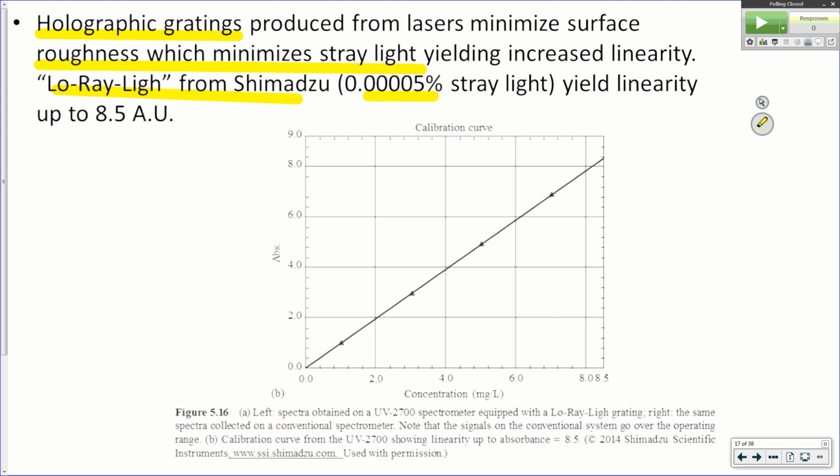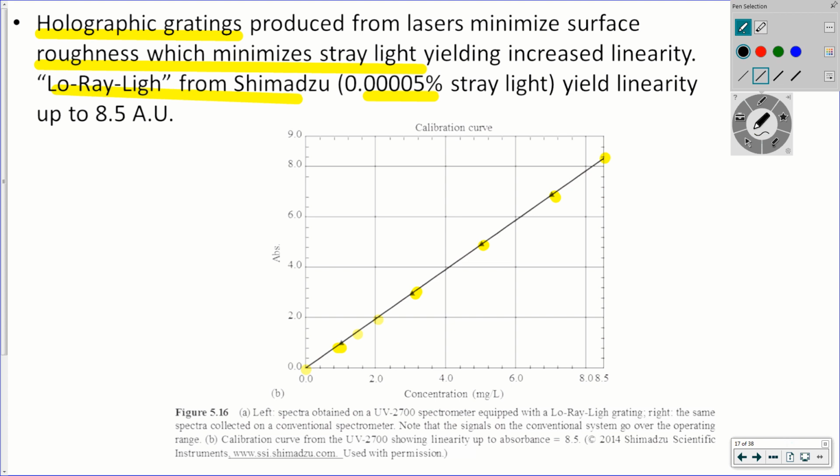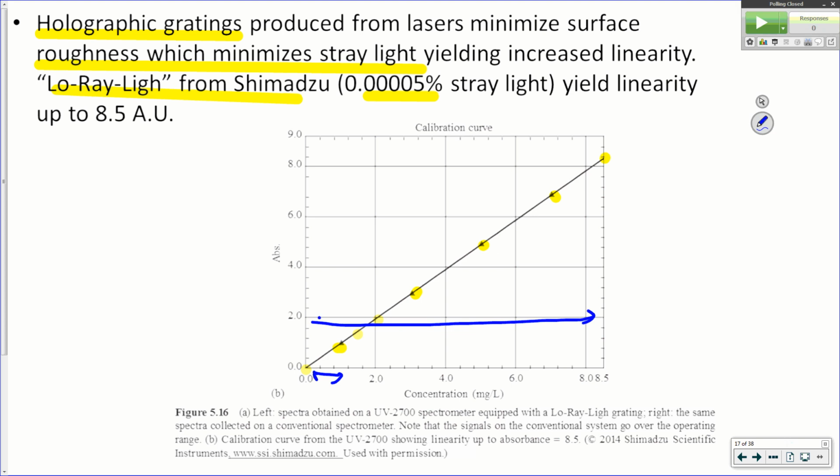We usually think about doing calibration down here in the absorbance of 0 to 1, and maybe 1.5, and then we start to lose the linearity. But their instrument allows linearity all the way out to 8.5 in absorbance units. Where that would matter to you is if you're going to do a calibration that needs to cover a wide range. Instead of being limited to just calibrating in this window, if I can now calibrate in this entire concentration range, it's to your advantage to make that purchase.